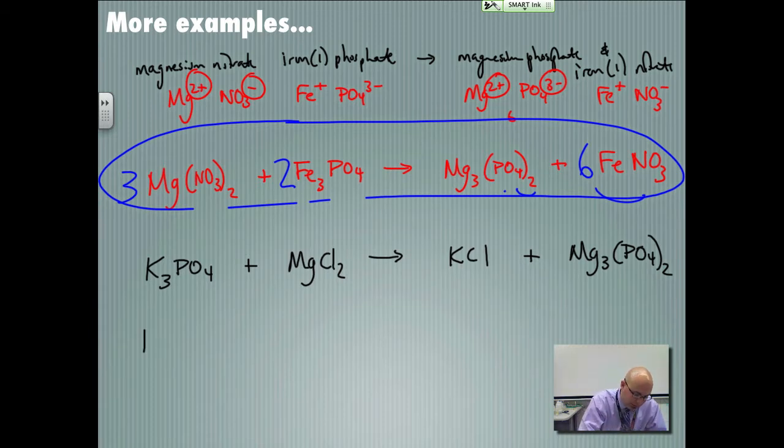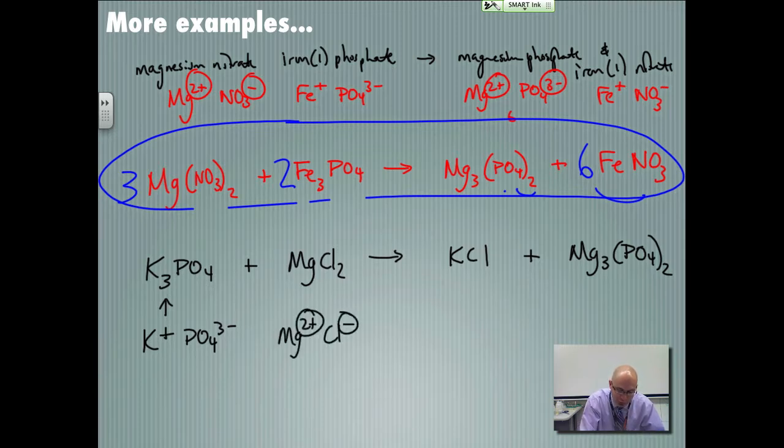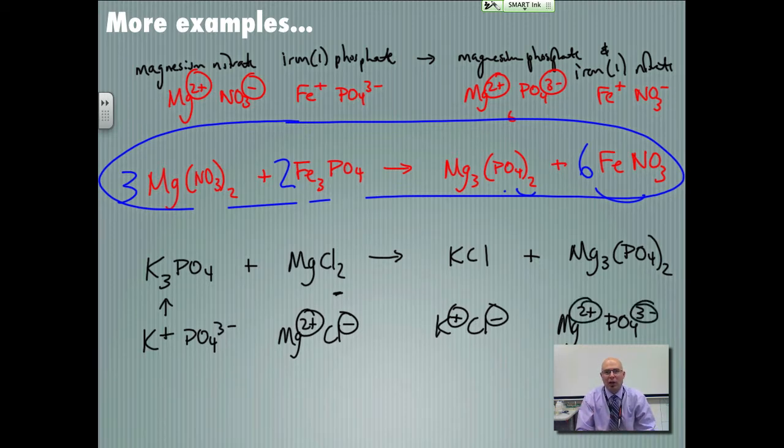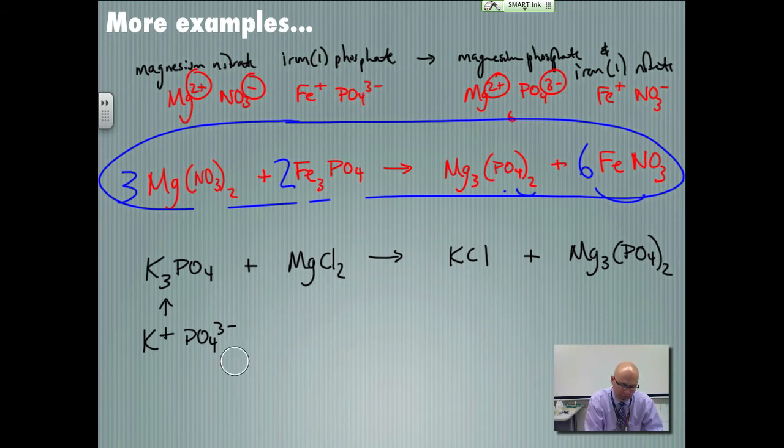Just as a quick sidebar, K's got a 1 plus, phosphate's got a 3 minus. That's why I need 3 potassiums to balance that phosphate. Magnesium, 2 plus, Cl, 1 minus. I need 2 Cl's to balance off that magnesium. When K is with Cl, though, they're both a 1, so I only need 1 of each. When magnesium, which is a 2, gets together with phosphate, which is a 3, the least common multiple is 6, to balance those up. So anyway, there's my formula for those.